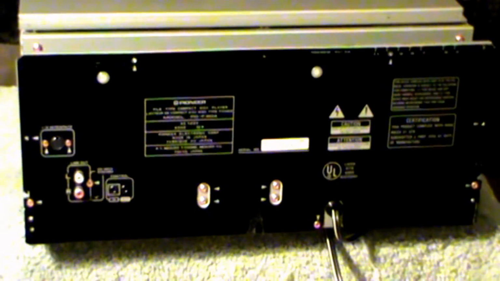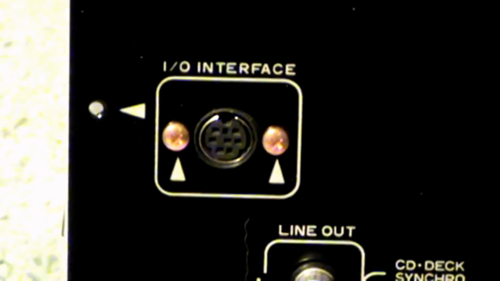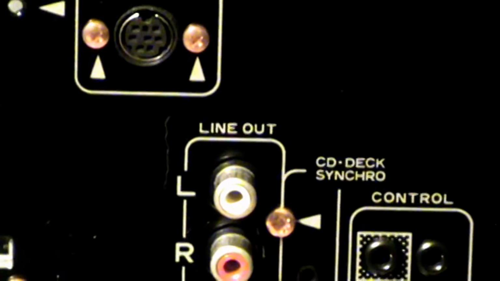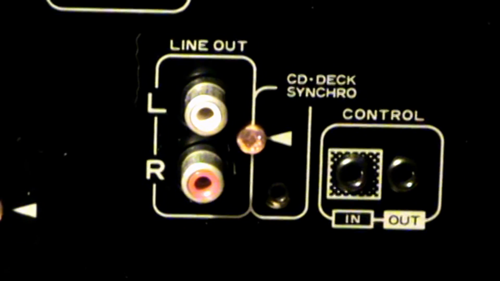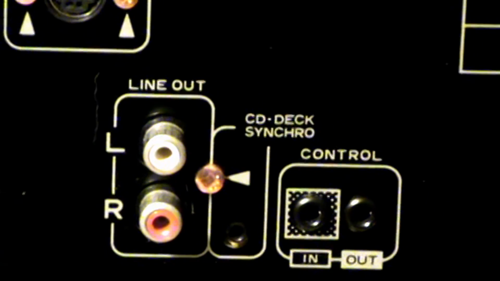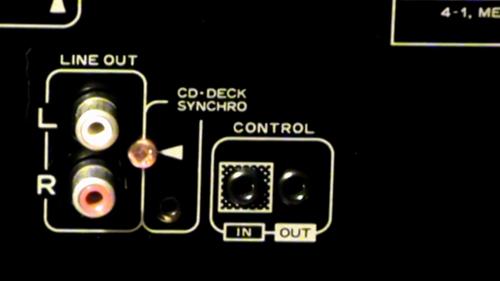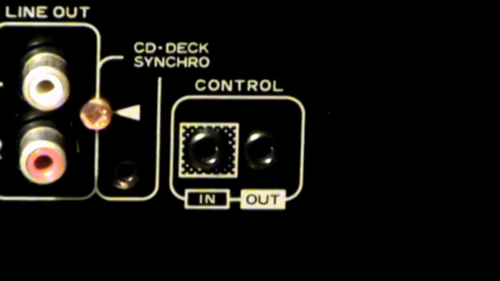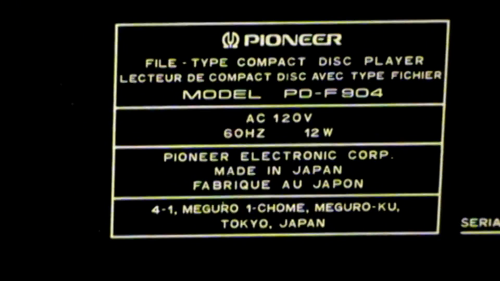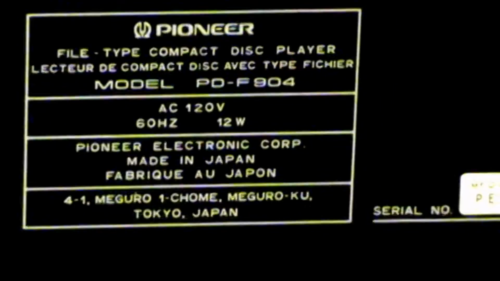Here's a look at the back panel. You've got an I/O interface, which allows it to be remote controlled by some other Pioneer equipment that I don't have. You've got your RCA line out. This only has analog out, so no digital out on this at this point. And there's some kind of synchronization. I believe it's serial in and out, which is a 3.5 millimeter plug. And it draws 12 watts. And this one was made in May of 1995.